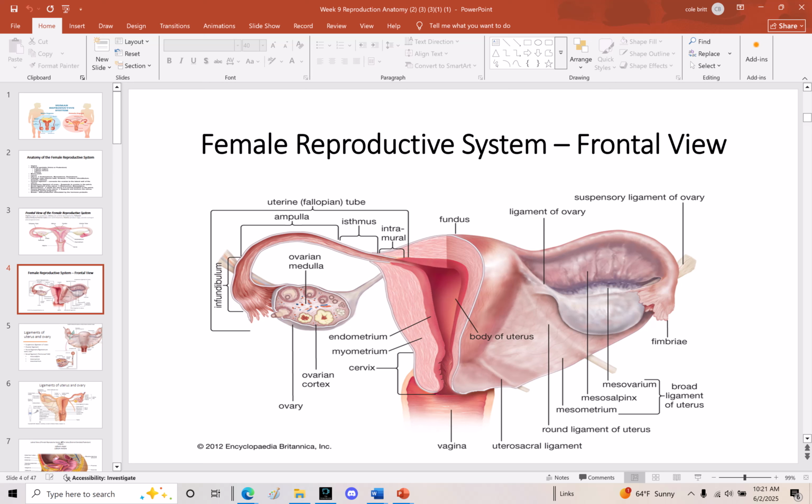If you're trying to get pregnant, you want to make sure you have neutralized the pH in the vagina.